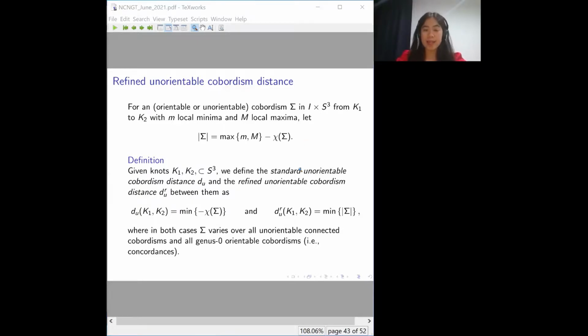In this case, the standard unorientable cobordism distance is still going to be a distance on the concordance group, and the refined unorientable cobordism distance is a distance on the set of knots.